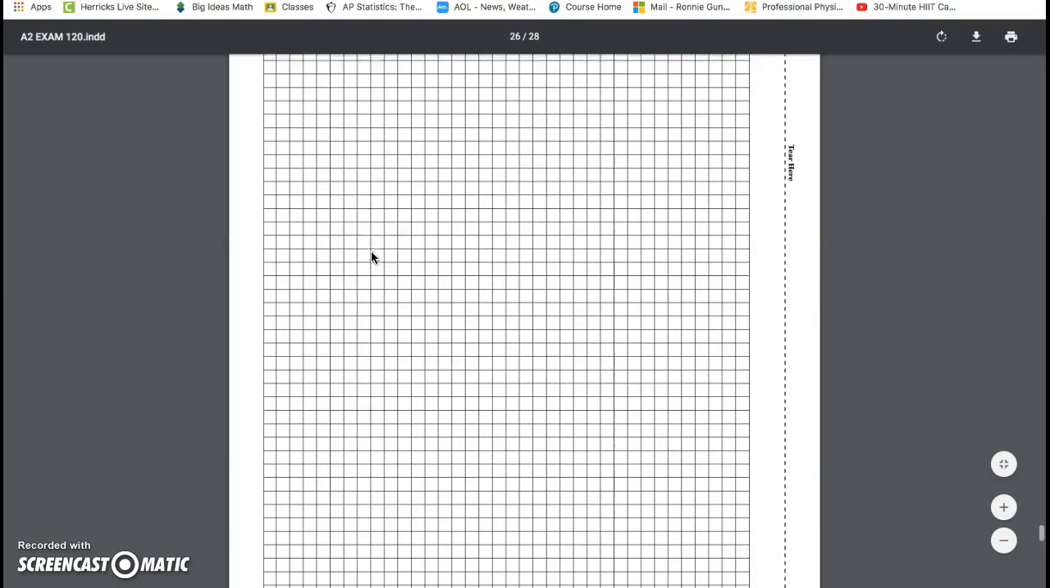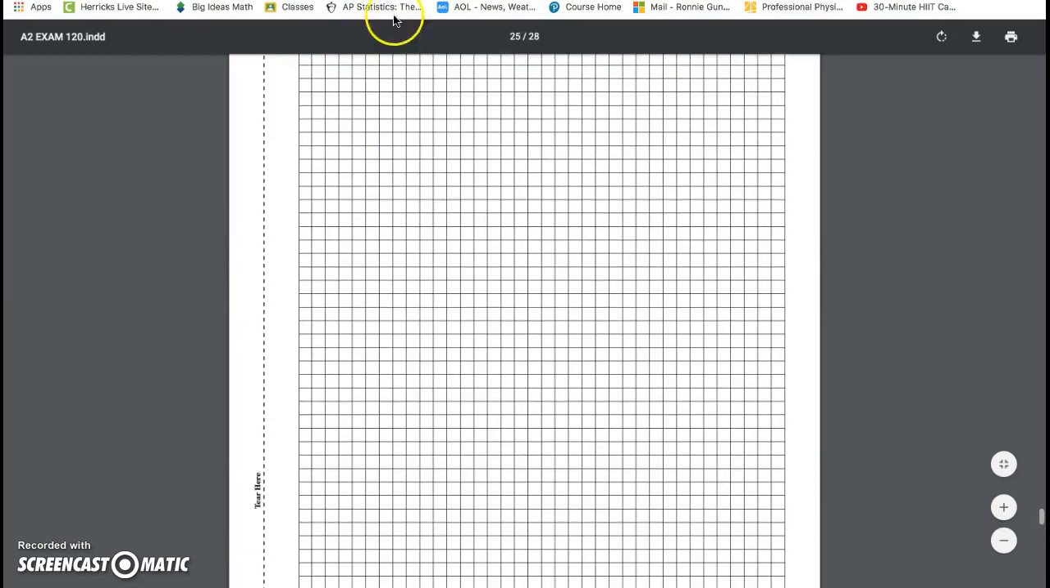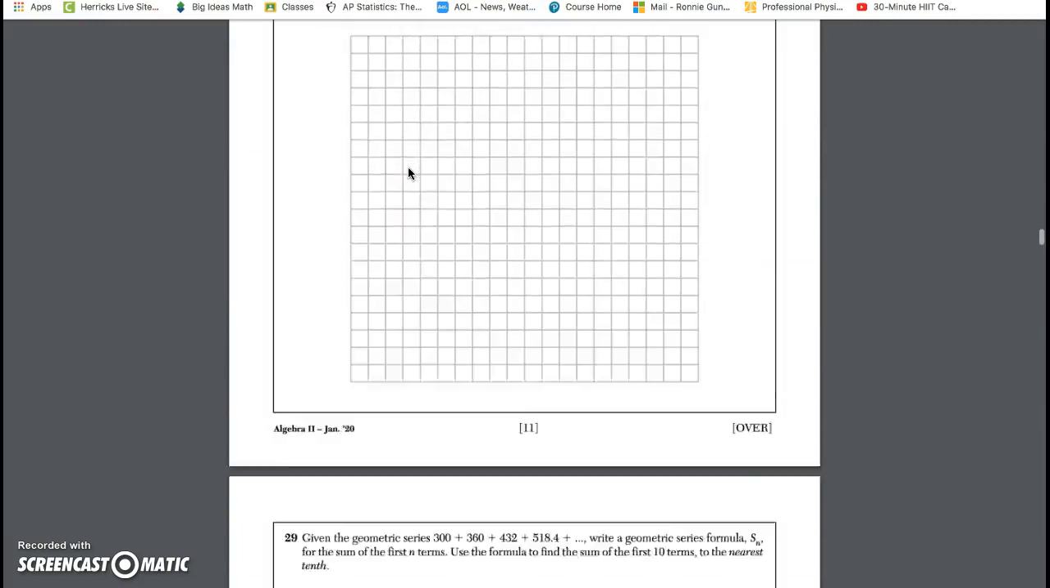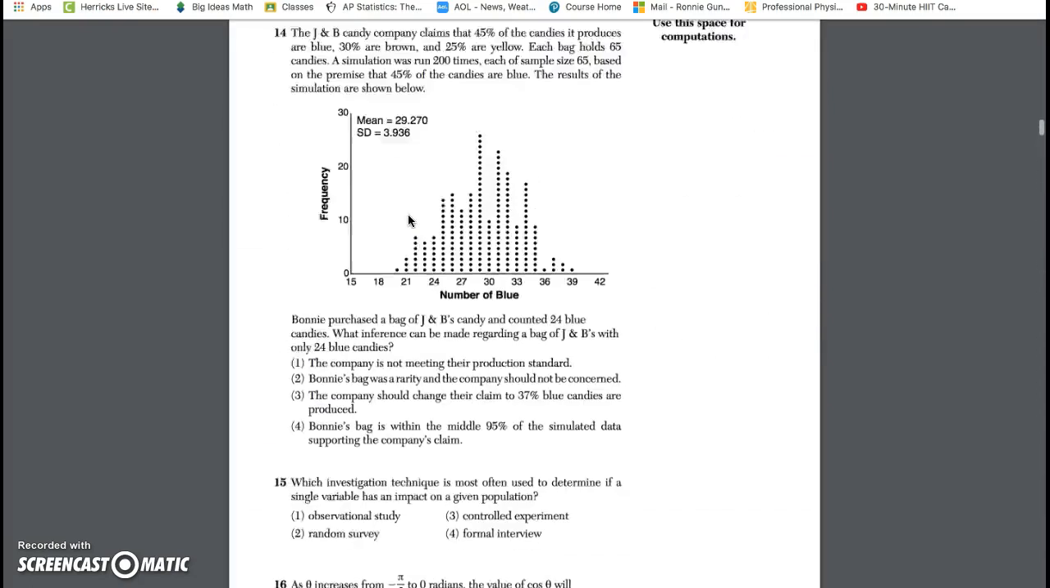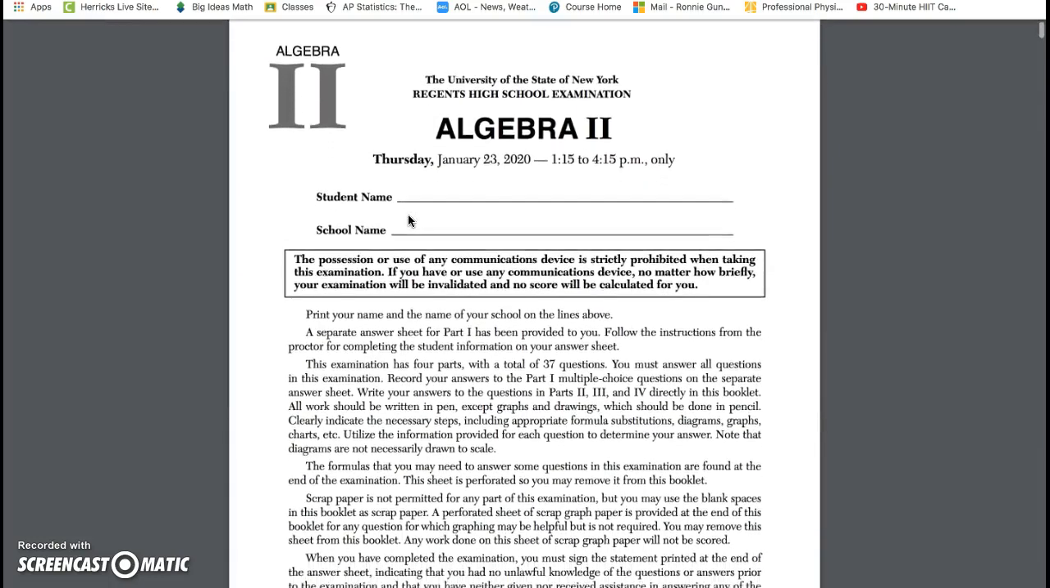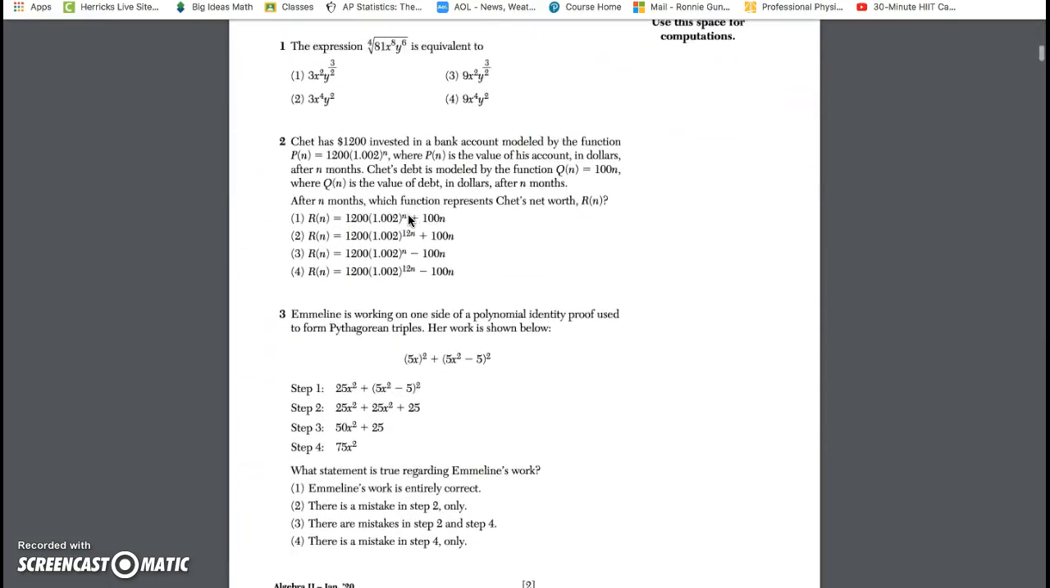Now, some of you have been asking for more review work. This site is the New York State Regents. I'll put the link on Classroom. And this is the January 23, 2020 exam. So this was the latest exam just given.